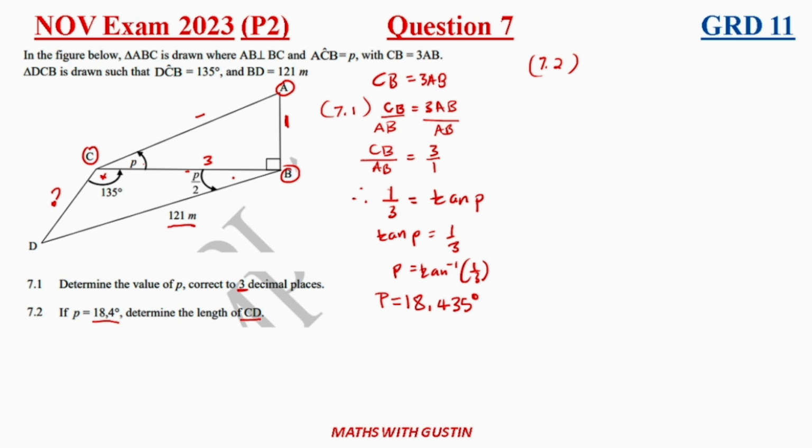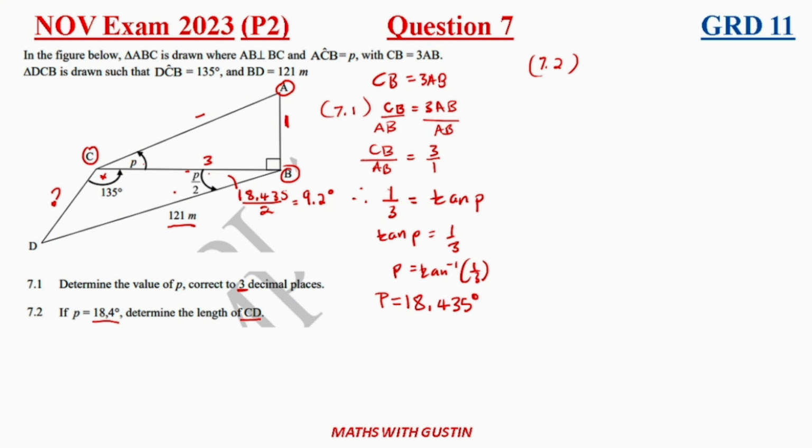So we can easily find this angle B here, because we know that this angle here is 18.435. So B is going to be 18.435 divided by 2, which gives us, I'm getting 9.2. Okay, so B is equal to 9.2 degrees.